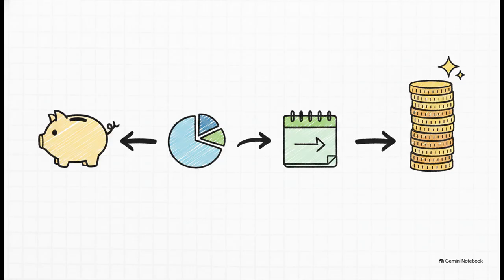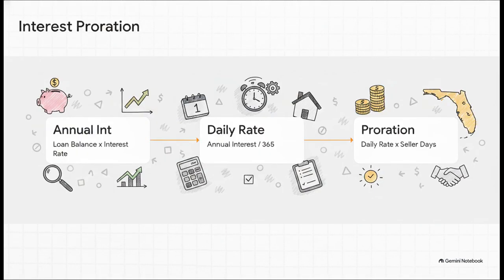It allows you to take an annual interest amount and break it down into daily rates, which you absolutely need for accurate prorations when a buyer assumes a seller's loan. The whole process is actually totally logical. First, you find the annual interest by multiplying the loan balance by the interest rate. Then, you divide that by 365 to get the daily interest rate. Finally, just multiply that daily rate by the number of days the seller owned the property in the month of closing, and boom, you find the exact proration debit.